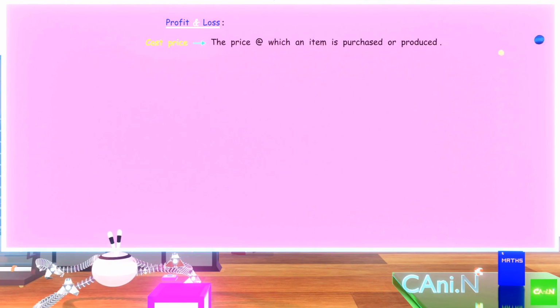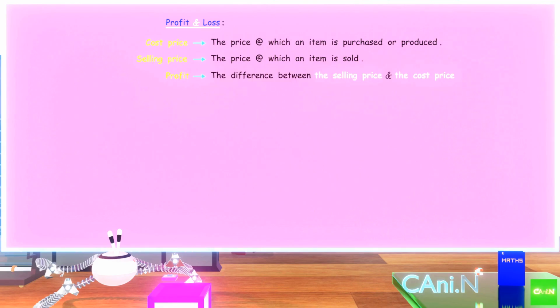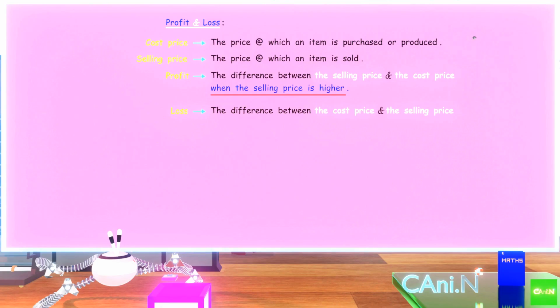Now, profit and loss. Here, remember these points. Cost price is the price at which an item is purchased or produced. Selling price is the price at which an item is sold. Profit is the difference between the selling price and the cost price. That is when the selling price is higher. Loss is the difference between the cost price and the selling price. That is when the cost price is higher.